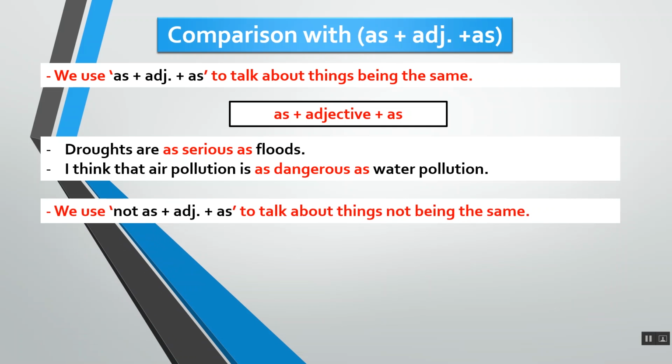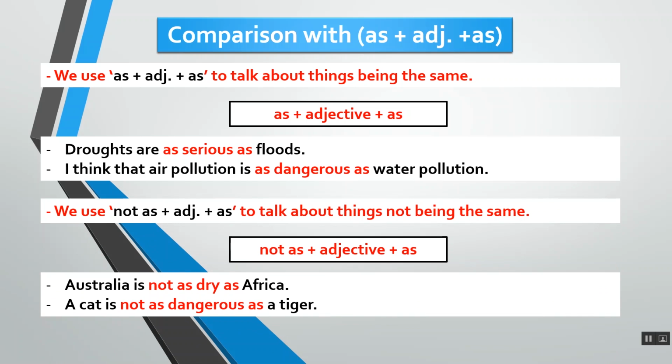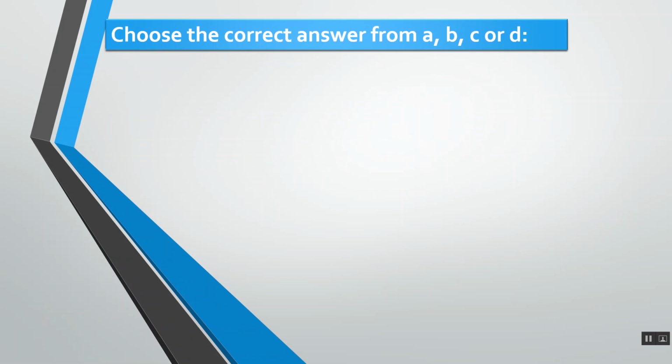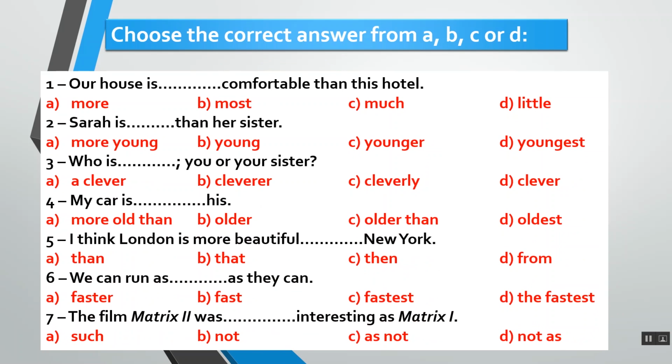We use not as plus adjective plus as to talk about things not being the same. Australia is not as dry as Africa. A cat is not as dangerous as a tiger. Let's have a multiple choice question. I'll give you a minute to finish this exercise.